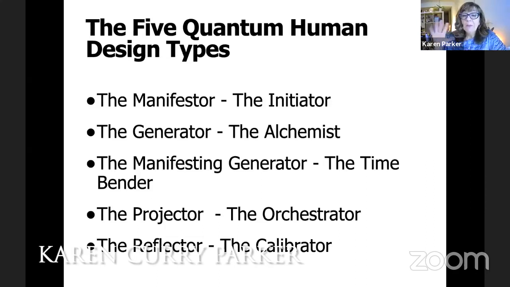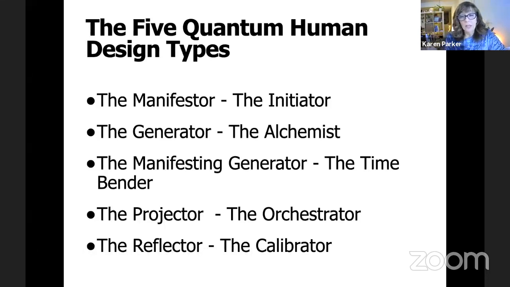So the 5 basic core archetypes in the quantum human design chart are the manifestors, which we call the initiators, the generators, which we call the alchemists, the manifesting generators, which we call the time benders, the projectors, which we call the orchestrators, and the reflectors, which we call the calibrators. Your type represents one layer of challenge, if you will, one layer of learning, one layer in the layer cake that is the human design chart, because there's all kinds of layers, right? We have type, we have profile, we have centers, we have circuitry, we have gates.